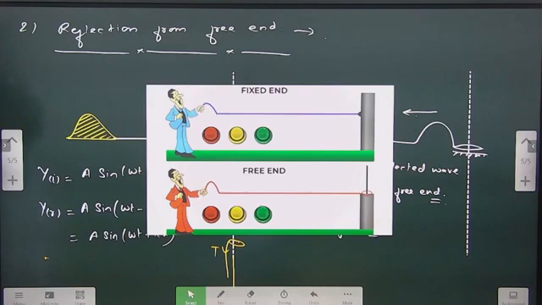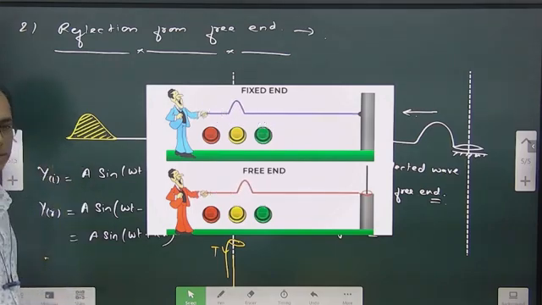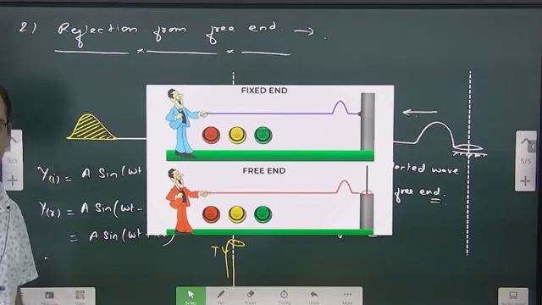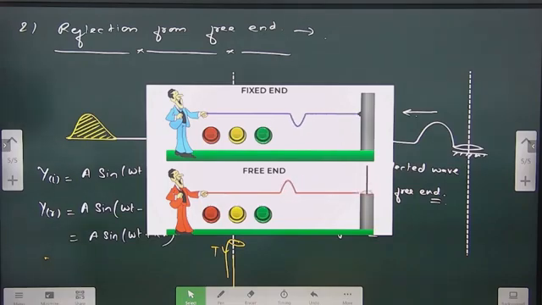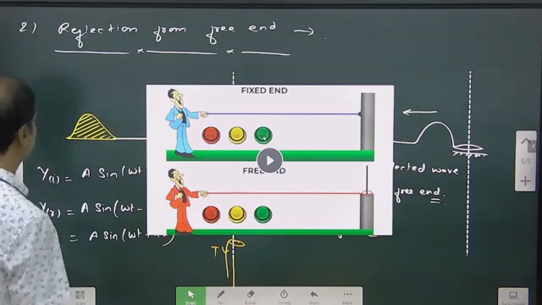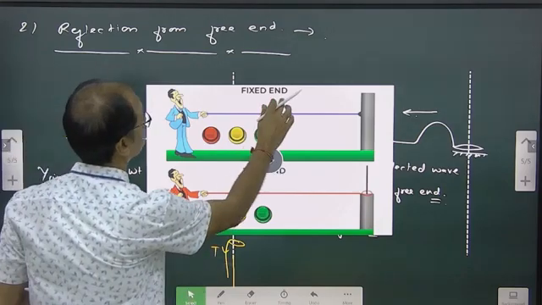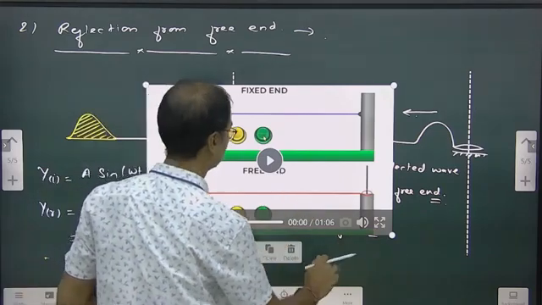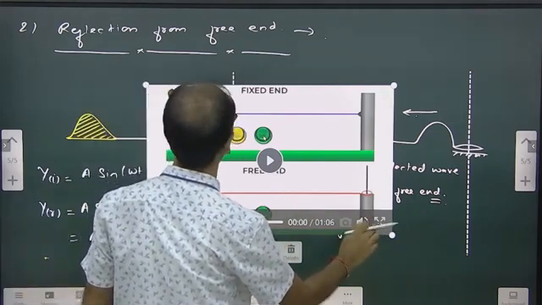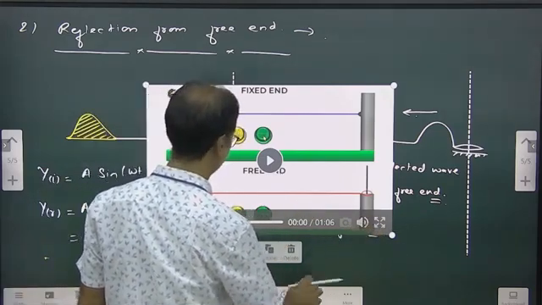So this is how reflection happens from the fixed end and free end, and I told you what the equations are also. Right? Are you able to see? Is it clear to you? Yes, sir. Okay.